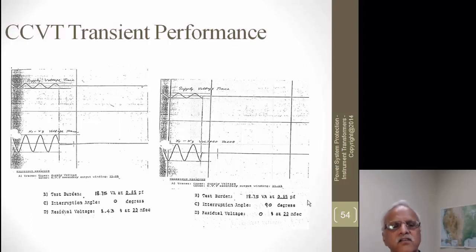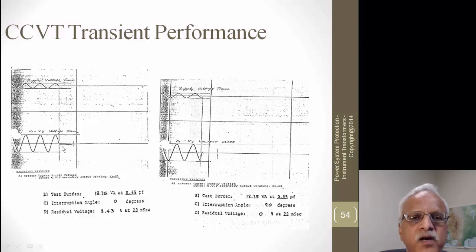But the disadvantage of using capacitance is that it has stored energy. So whenever a fault occurs, the voltage does not suddenly become zero. The transient response of a CCVT is affected. It is not, for a 60 hertz signal, that the voltage suddenly goes from 100% to zero if there is a short on the top.